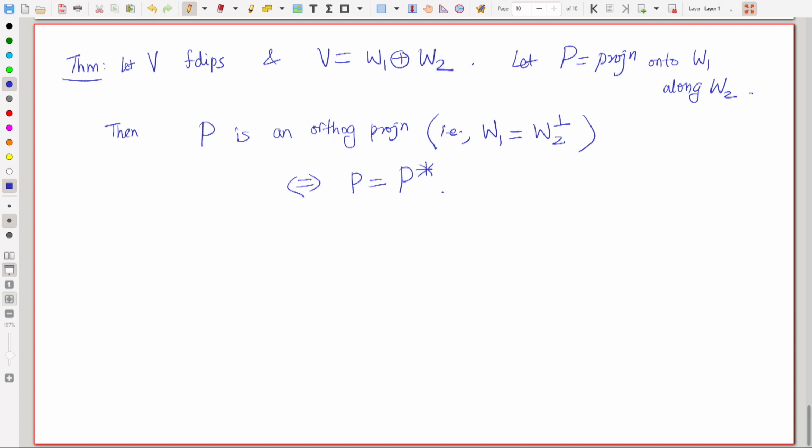Okay, so the adjoint plays a role here. It sort of detects. So P being equal to its adjoint is the same as saying that the two subspaces that you began with are actually perpendicular to each other. So this is where adjoints come into play when you are talking about projections.